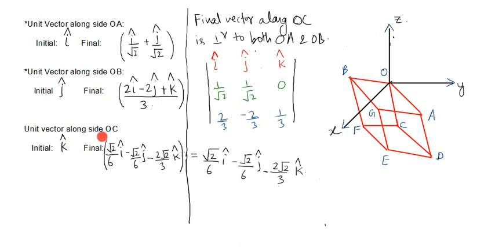Similarly, we can also find the initial unit vector along OC, which is perpendicular to OA and OB. Initially it was along k cap, and finally it will be along the cross product of these two vectors. All this calculation we did in the previous video.